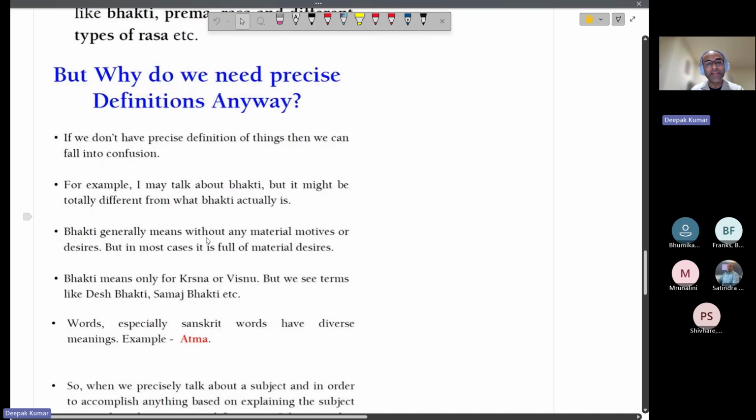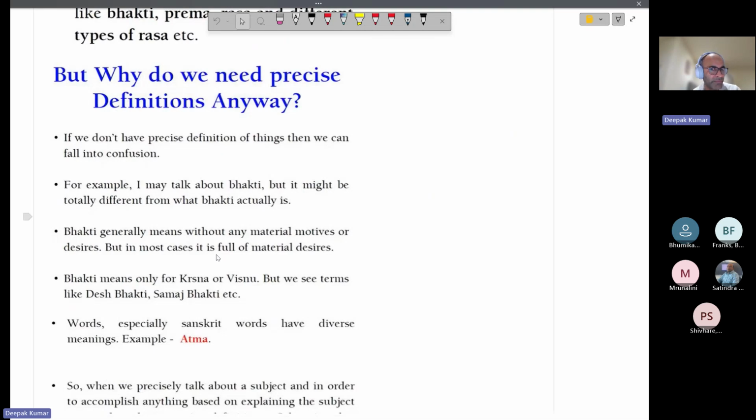Bhakti generally means without any material motives or desires, but in most cases, it is full of material desires, right? You will ask the devotee, do you have any material desire? Many will say, yeah, a little here, a little there. So are we practicing bhakti? They say, oh no, I'm not practicing bhakti. Then are we not following in the footsteps of Chaitanya Mahaprabhu? There is something wrong, something missing. And this definition will help clarify that doubt.